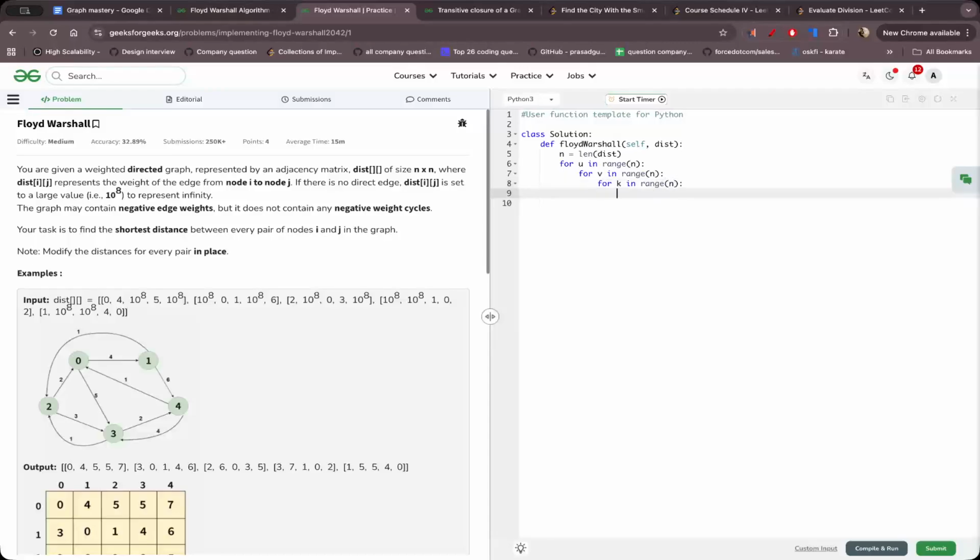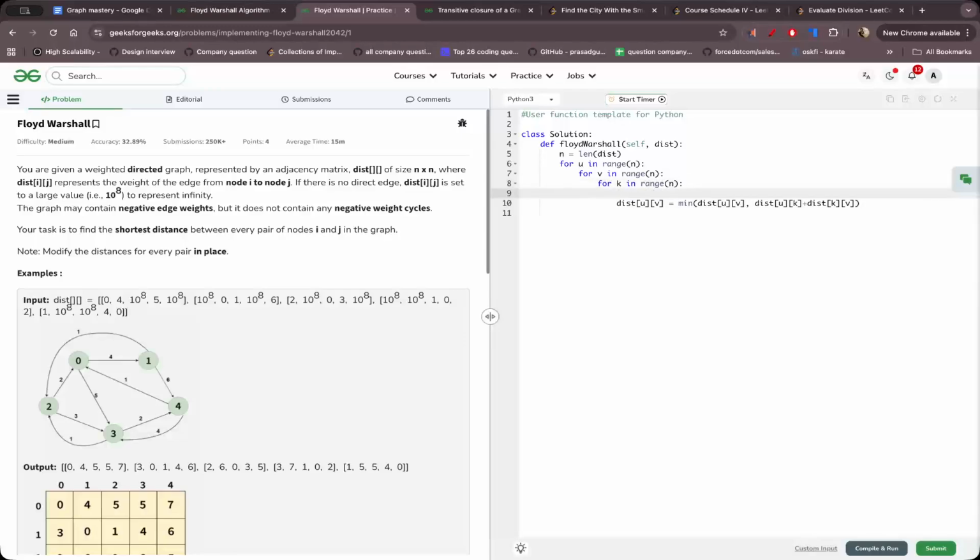So this is the O of n cubed algorithm which we are writing. First thing I'll do is calculate my distance of u to v, which equals the minimum of what is there already, maybe that is the minimum value, comma, distance of u to k plus distance of k to v.